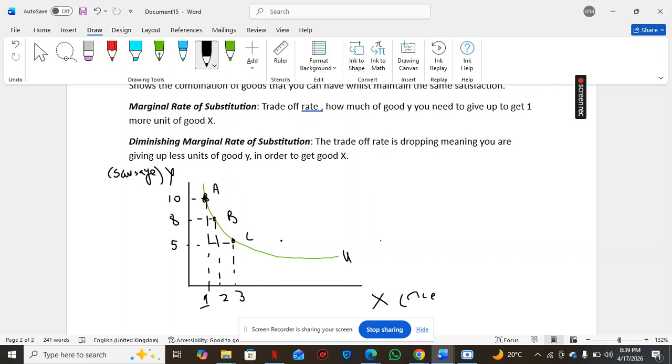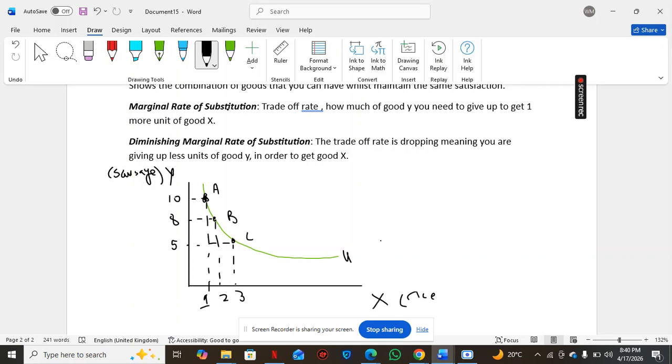Okay. So if you have 10 sausages, 1 bag of rice, or 5 sausages and 3 bags of rice, your satisfaction is going to be the same because they're on the same utility curve here. Any point A, B, C, any point on this curve, your utility will be the same. That's why we're saying indifference curve. Indifference means it doesn't matter if you have 10 sausages and 1 bag of rice, or 8 sausages and 2 bags of rice, or 5 sausages and 3 bags of rice. Whatever combination it is, your satisfaction is going to be the same. Okay.